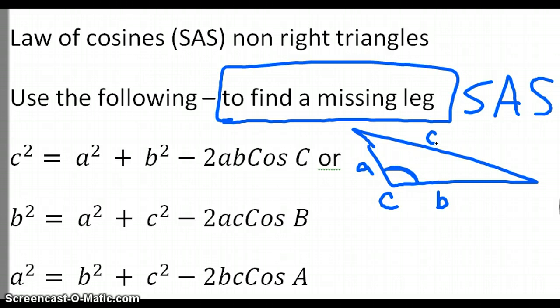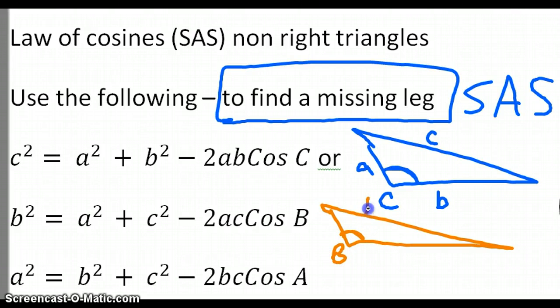We'd use this formula. This second example is a situation where my triangle is a little different. I'm given angle B, and I want to find side B, and I'm given A, and I'm given C. So there's three law of cosines if we're trying to find a missing leg. Copy each one of these down, and then I'll give you an example.